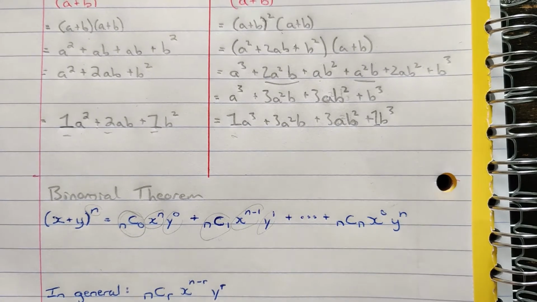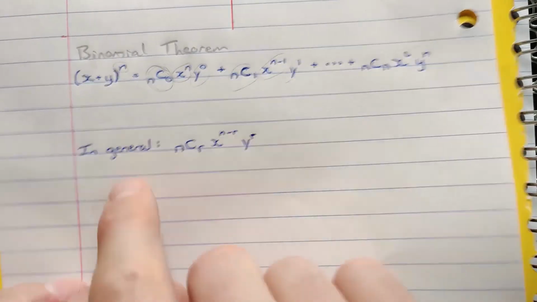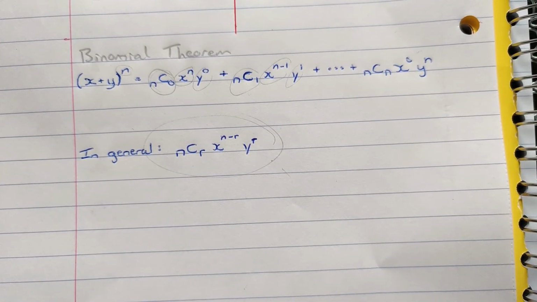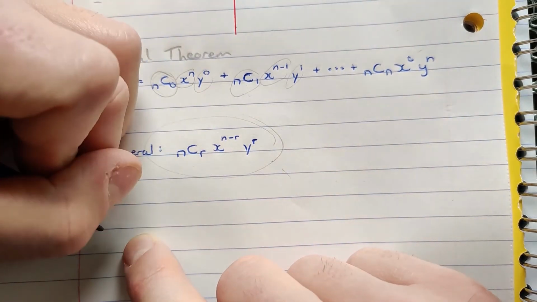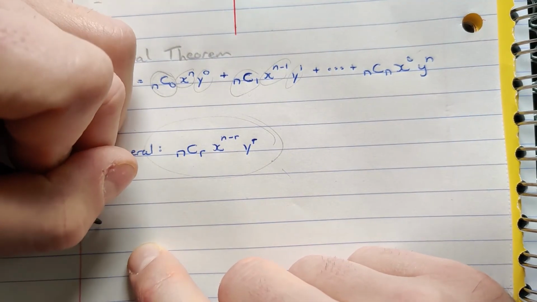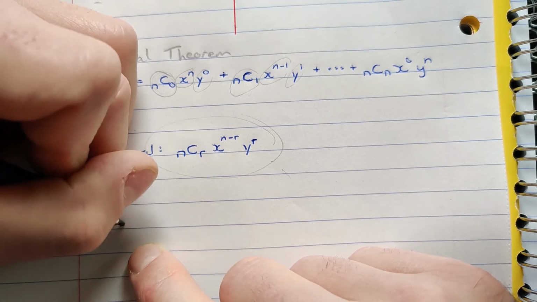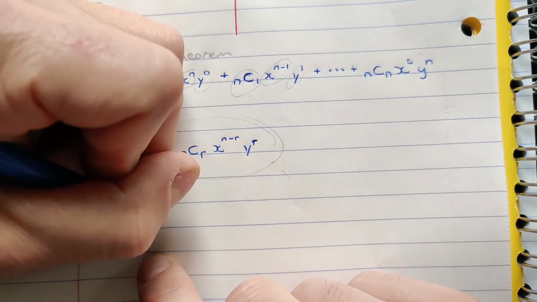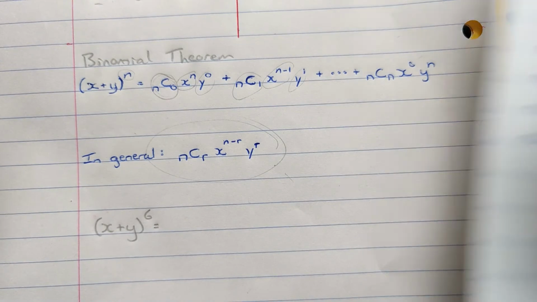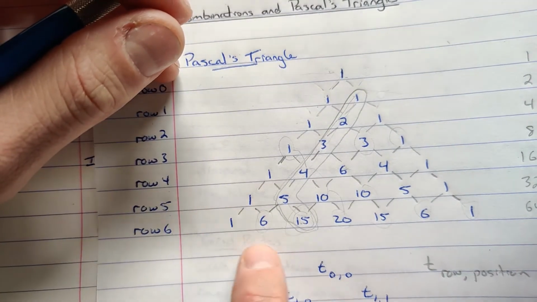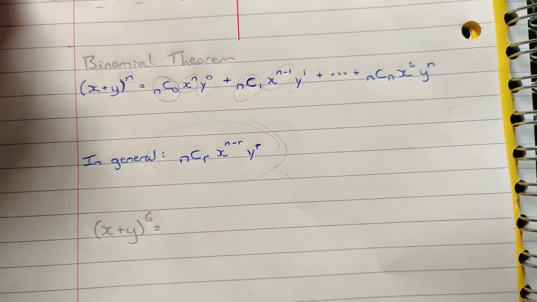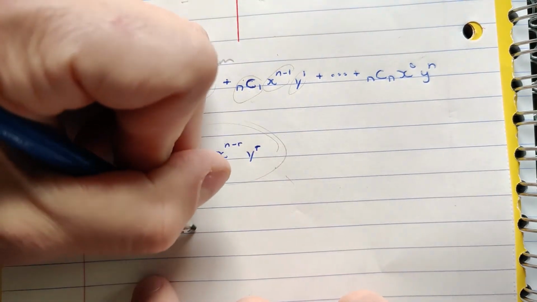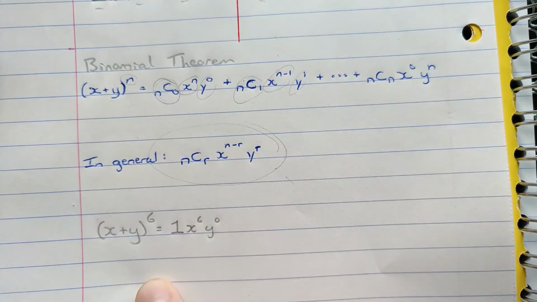So let's actually do another example here with the binomial theorem. This is the general term, so you can find any term. It's just the generalized form of it. But if I gave you x plus y to the power of 6, well, then we work our way through that sixth row. So 1, 6, 15, 20, 15, 6, and 1. Those are the coefficients. So the first coefficient is 1. And then x to the power of 6, y to the power of 0.